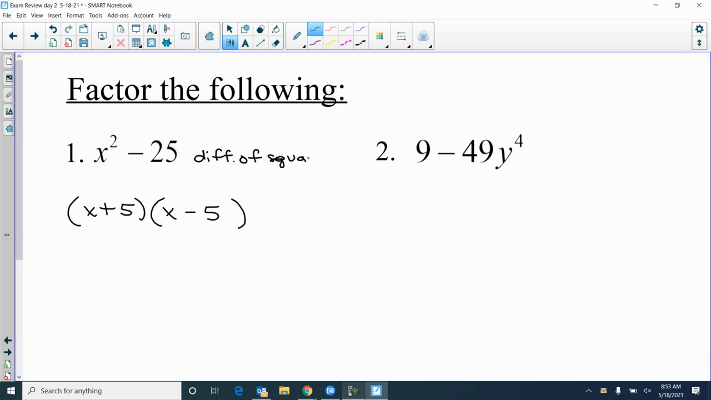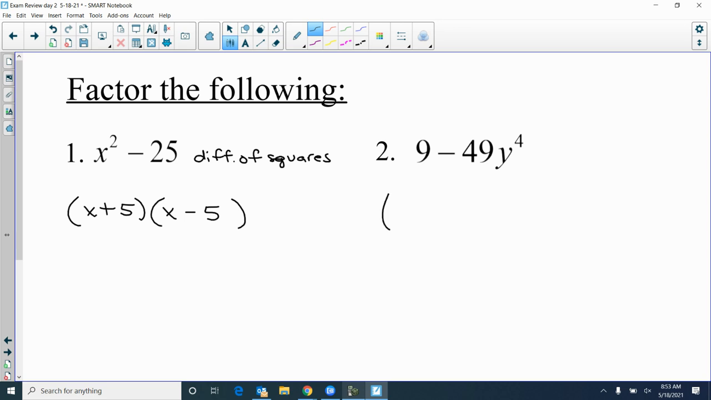Number 2 is also a difference of squares. Take a look at it, see if you can figure out it's gonna be the same two things. One should be a plus, one should be a minus. Evan? Y squared plus 7 and y squared minus 7. Yeah, but what about the first part? What about the 9? Oh, I don't know. Okay, you can't separate the 49 and the y.